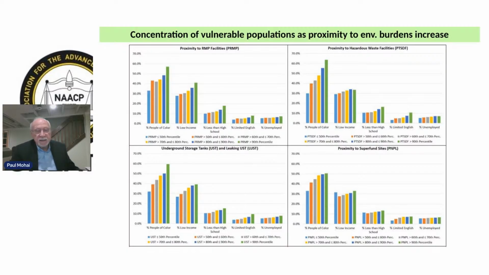The bottom line is, as you're moving up the intensity curve, as the magnitude of any one of those 13 indicators gets bigger, so does the concentration of vulnerable populations, and it's especially so for people of color.